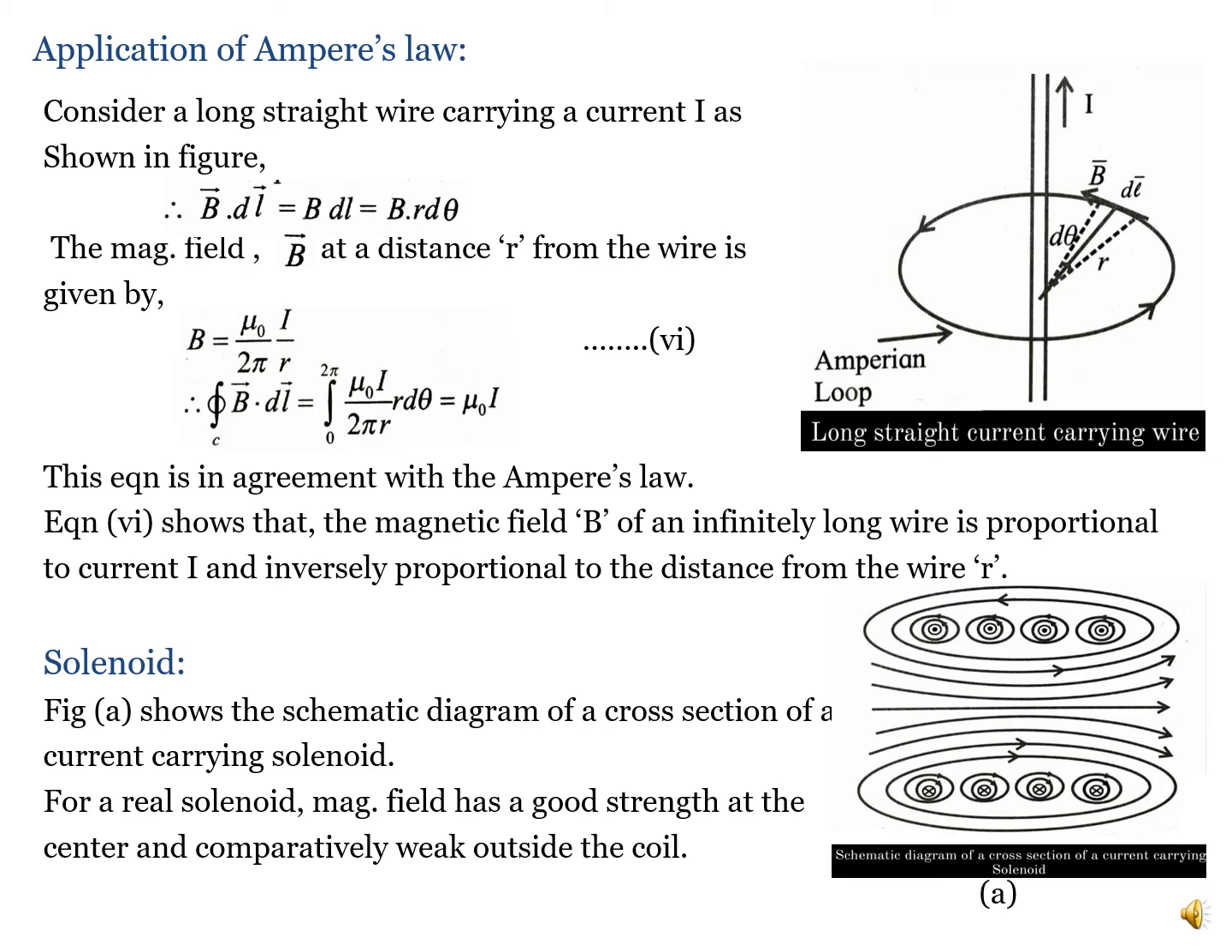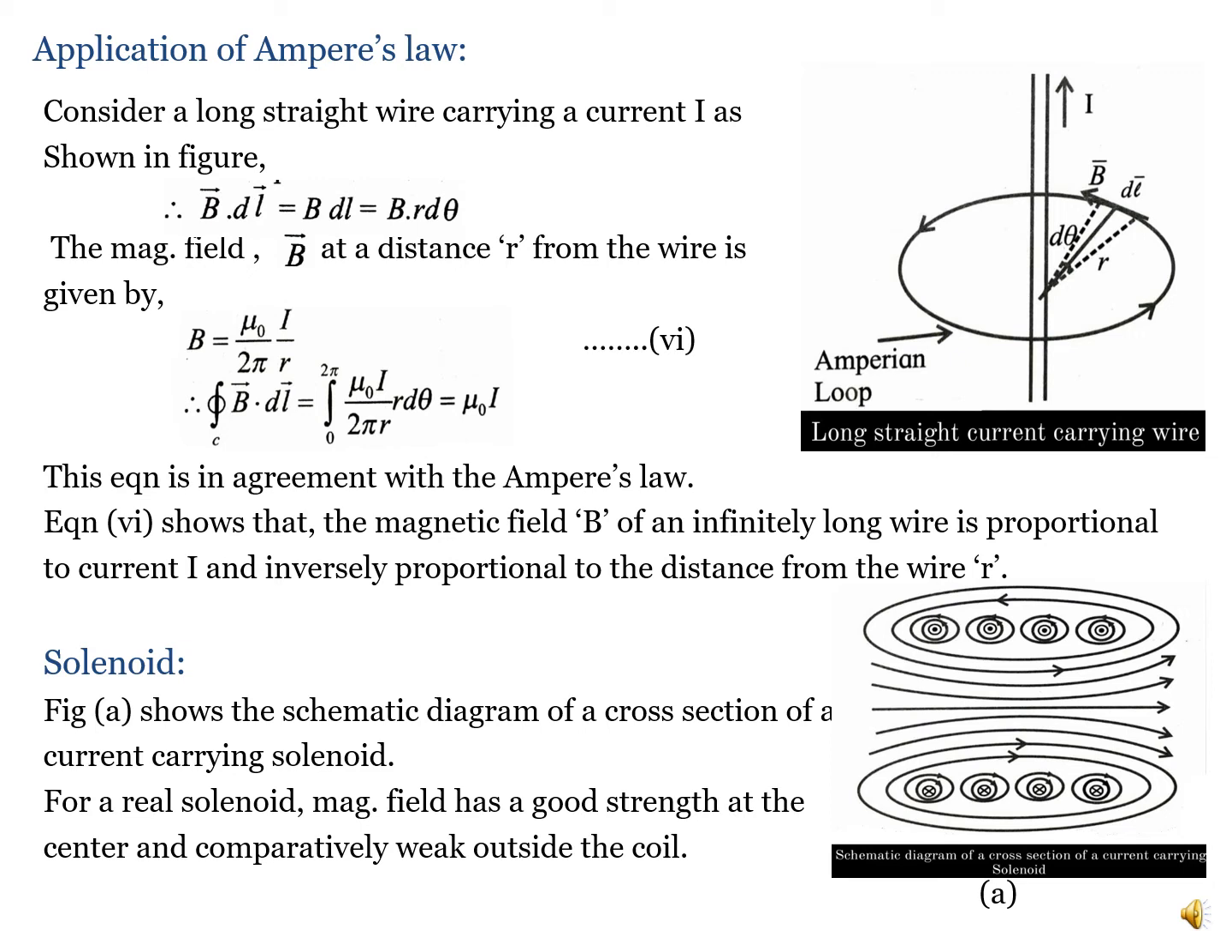dl is a small arc on the circle, r is the radius vector, and d theta is the angle at the center of the circle. So by the formula angle equal to arc upon radius, here d theta equal to dl upon r, so dl can be written as r d theta, and hence the equation becomes B dot r d theta. The field B bar at a distance r from infinitely long wire is given by B equal to mu 0 I upon 2 pi r.